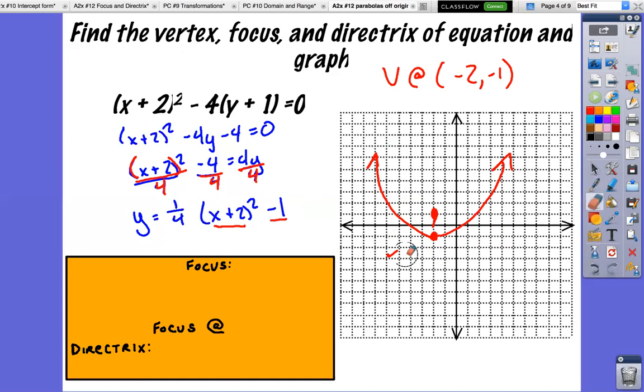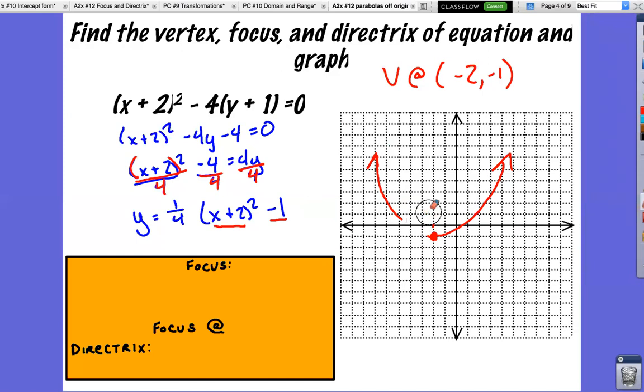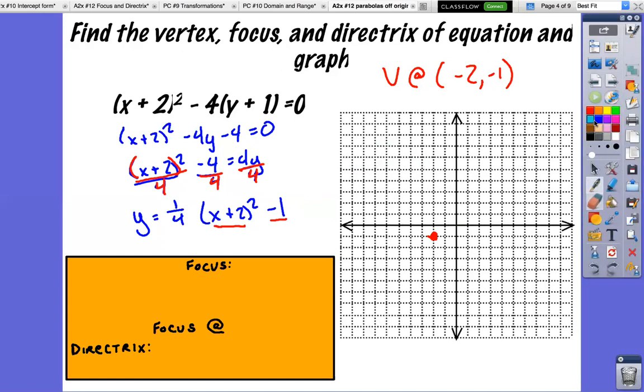All right, so let's go ahead and do this. I'm going to erase this because, again, this is math class, and we don't want to just go by what it kind of looks like. We want to know everything about it. So my next step is going to be, remember, a equals 1 over 4p. Well, what's my a value here? 1/4. So I've got 1/4 equals 1 over 4p, cross multiply. And what does p equal? Does it equal 1? Yes. So 4p equals 4, so p is 1.